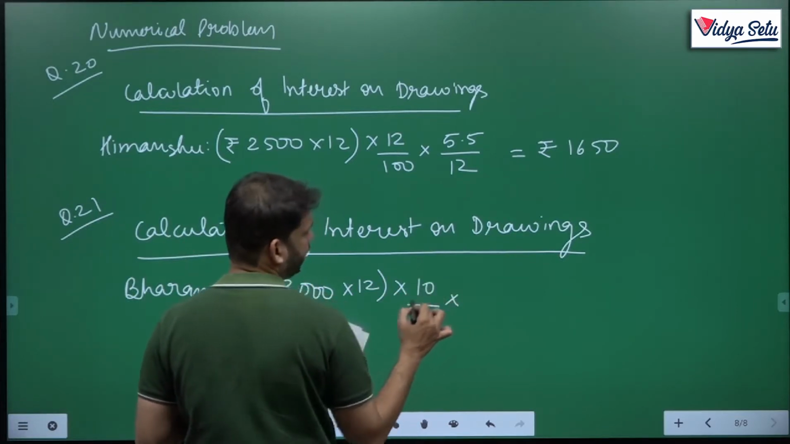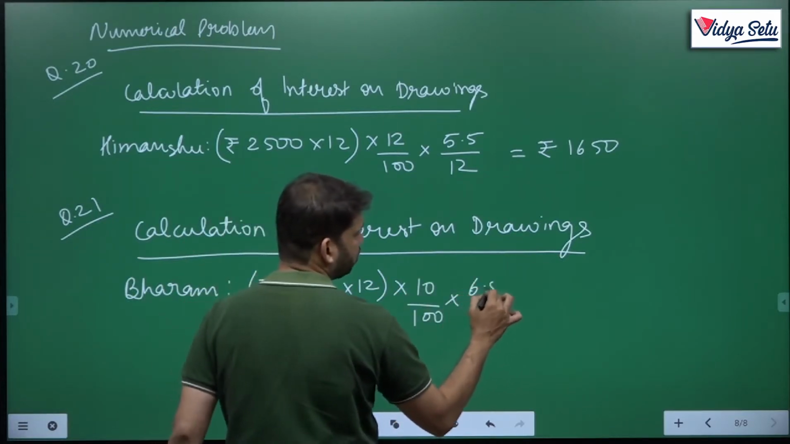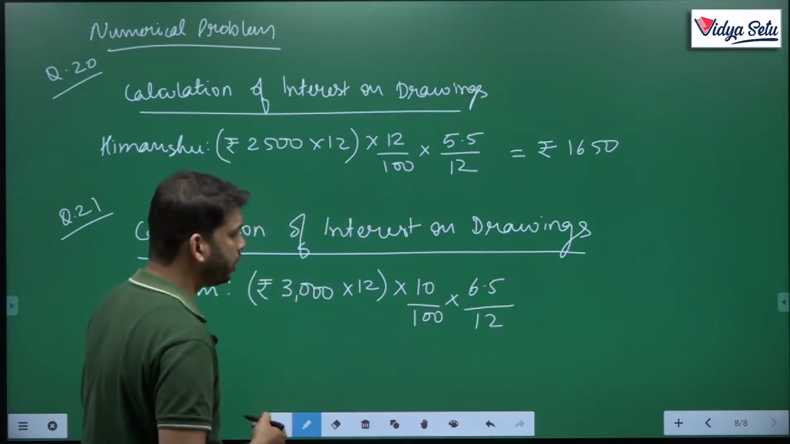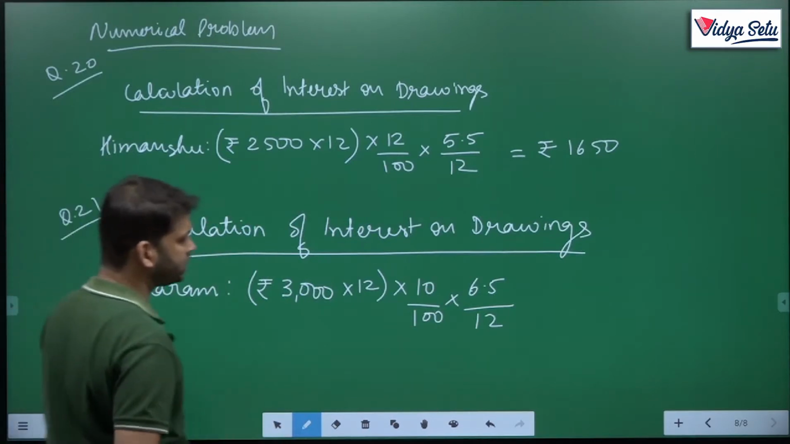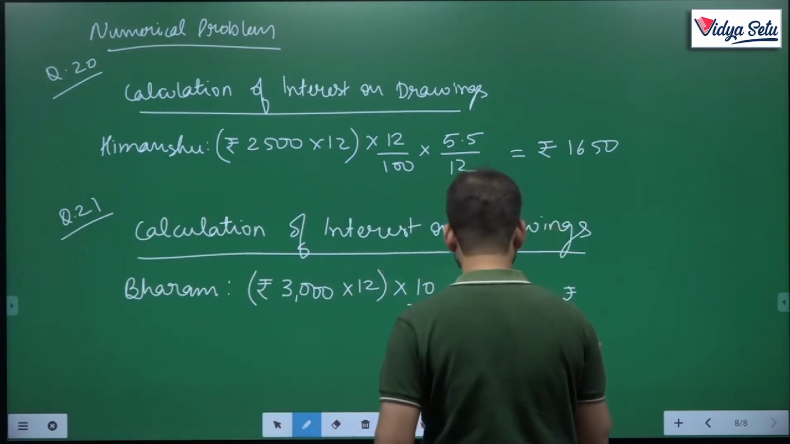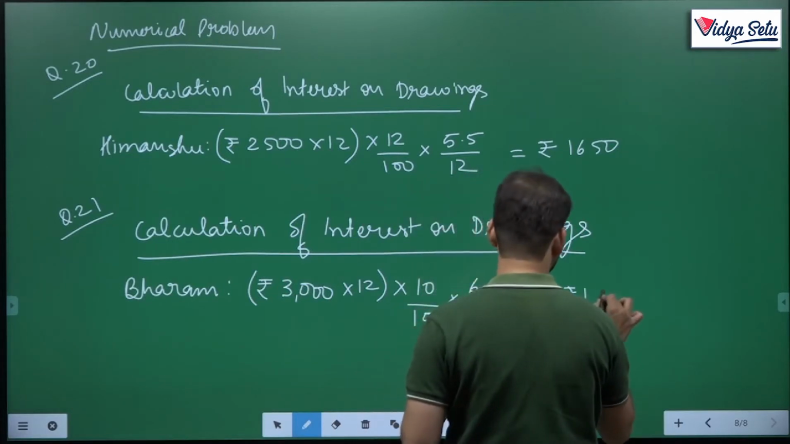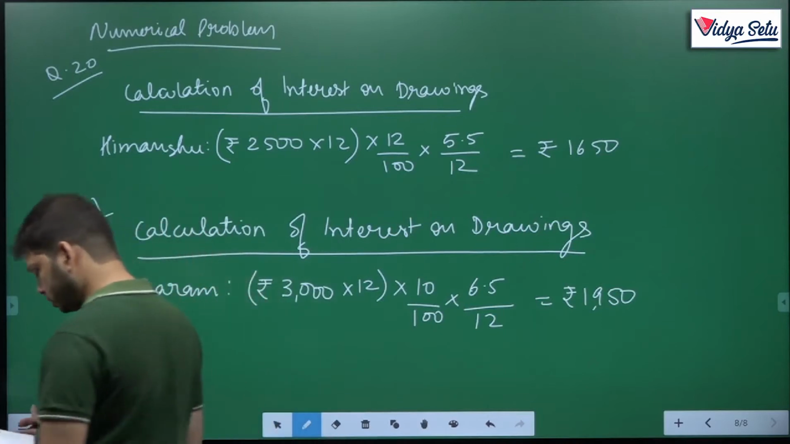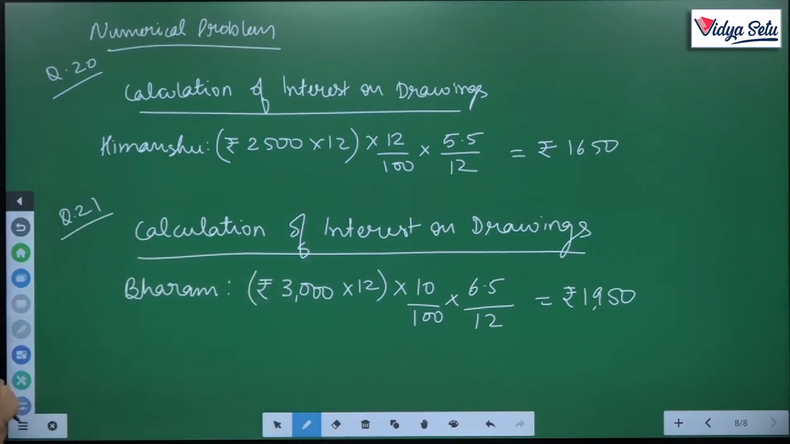But he was withdrawing at the beginning of each month, and we know by the shortcut method I taught you before that the factor will be 6.5. So, let us solve this. We get our answer as rupees 1950. Simple questions, simple answers. Let's do another one.